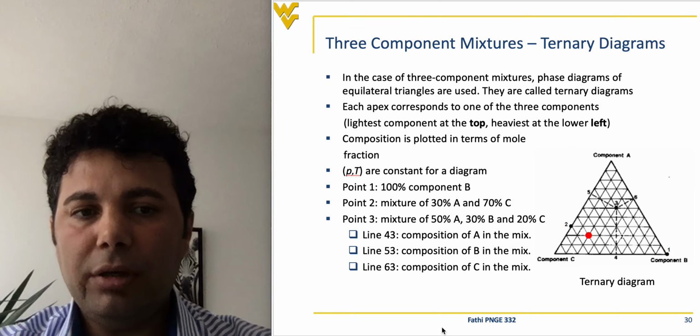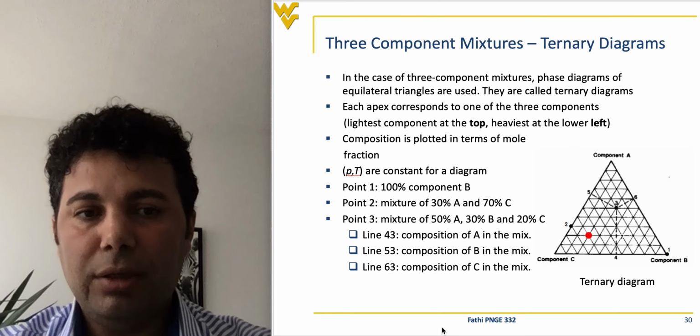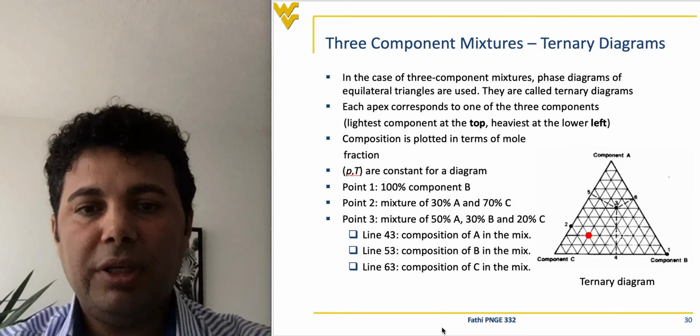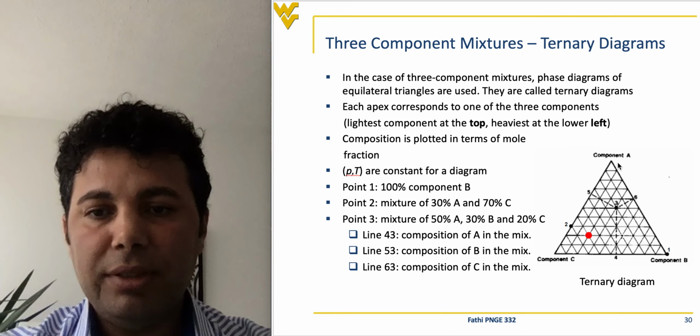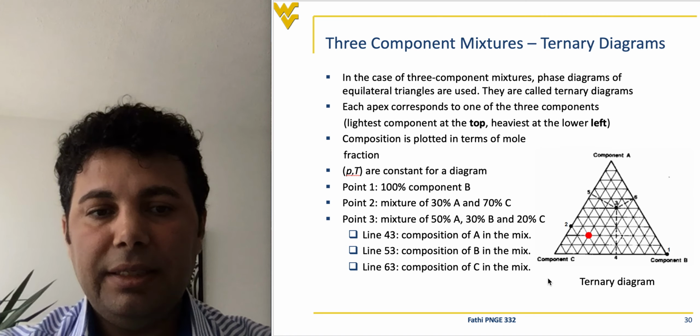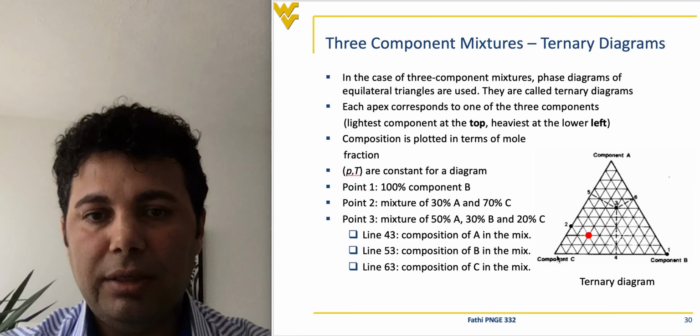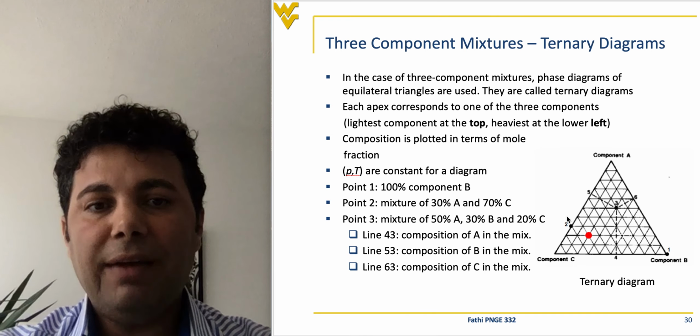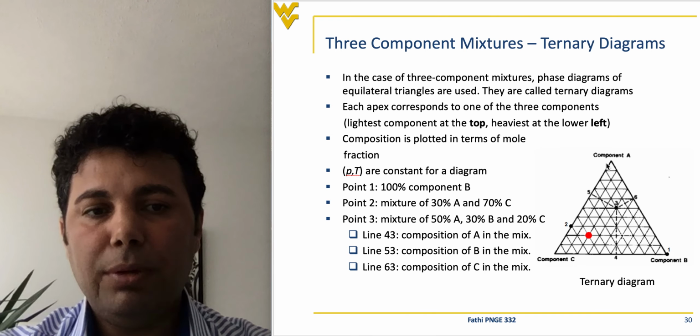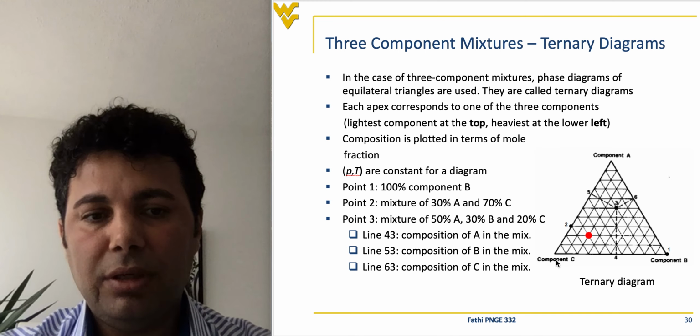The ternary diagrams are triangles in which we can locate the lightest component at the top and the heaviest component on the lower bottom side of the triangle. Okay. So if I have three components, I put the lightest component at the top, the second lightest component at the lower right part, and the heaviest component on the lower left side of the triangle.